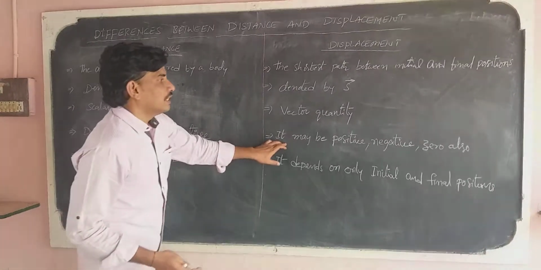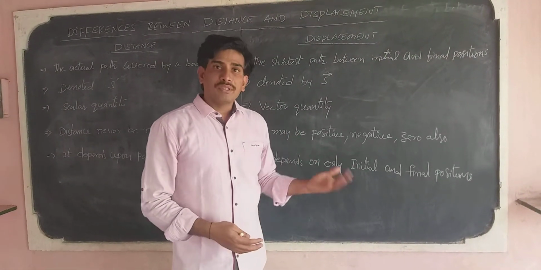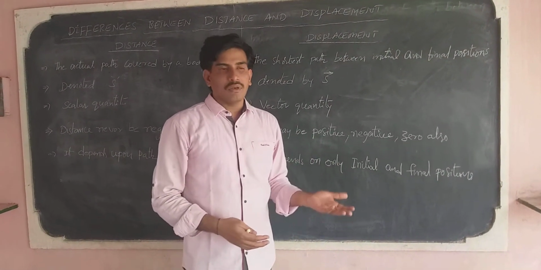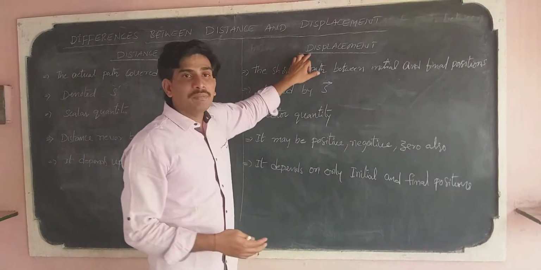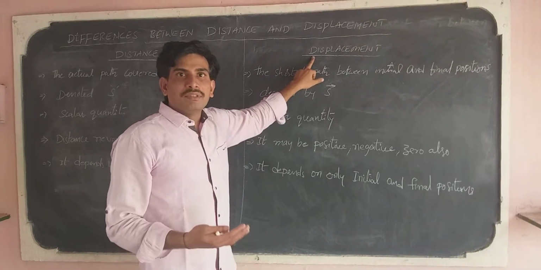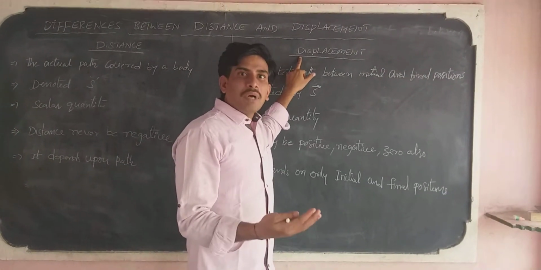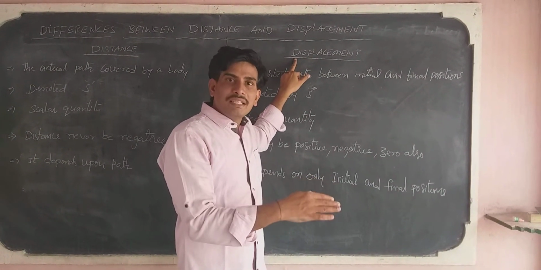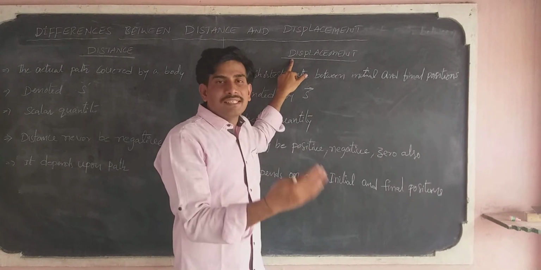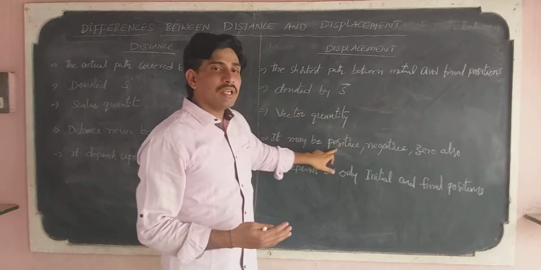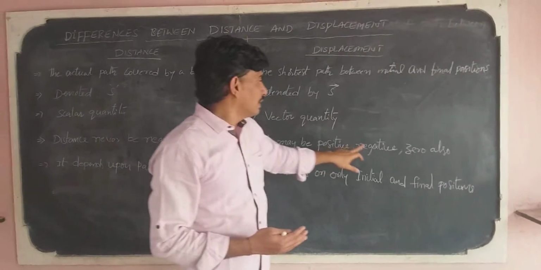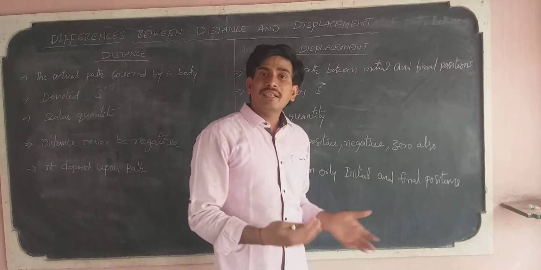But displacement may be positive, negative, and zero also. You may have a doubt how it can be negative. As we discussed, displacement is a vector quantity. If the object changes its path in the opposite direction to the initial, then that opposite sense is generally indicated with the negative symbol. That's why displacement may be positive, negative, and zero also.